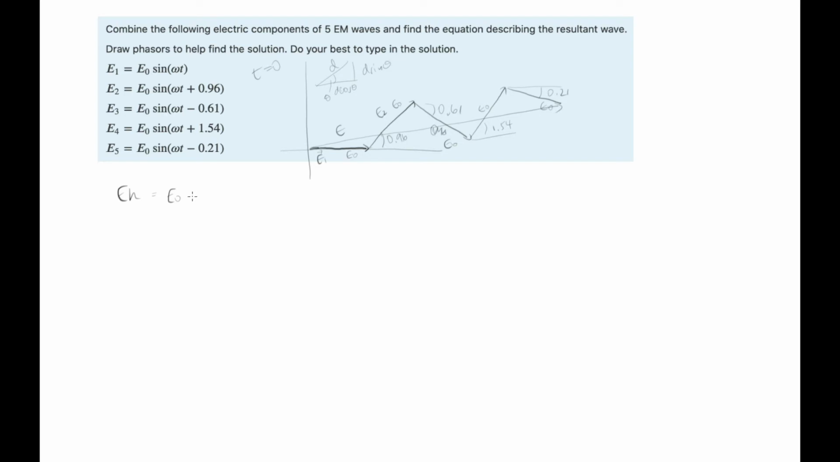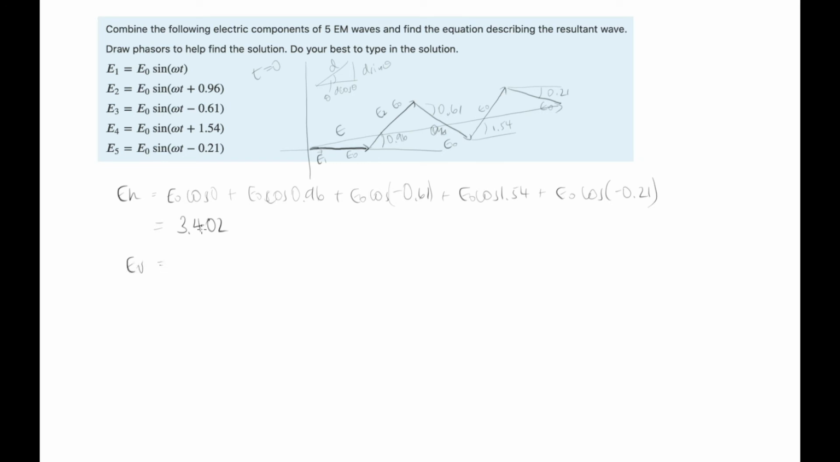Okay, so this is going to be, if we're doing our horizontal first, E0 cos 0 plus E0 cos 0.96 plus E0 cos negative 0.61 plus E0 cos 1.54 plus E0 cos negative 0.21. And this is all in radians. So when we do that, we get 3.402. Okay, so that's our horizontal component.